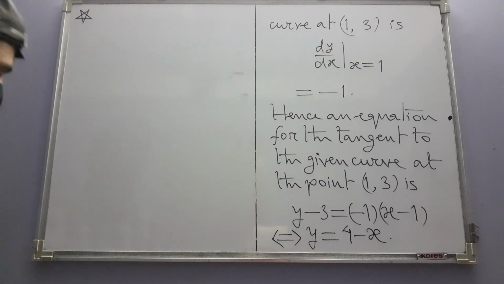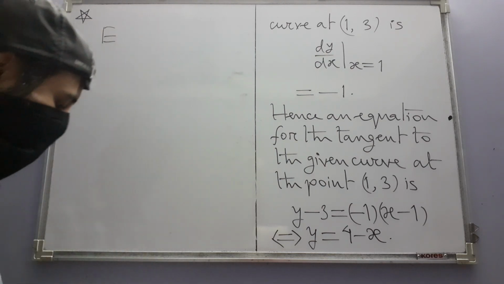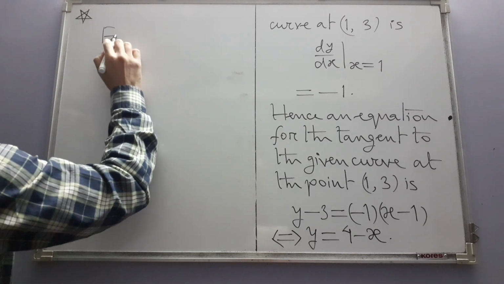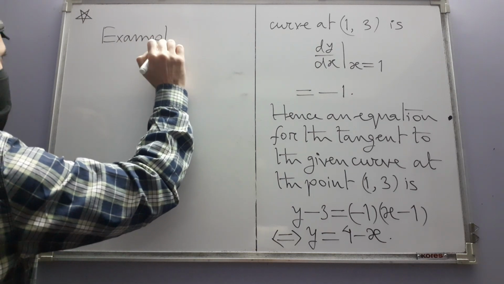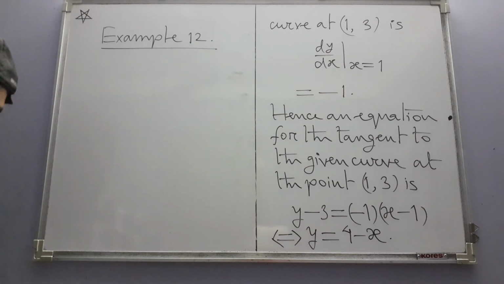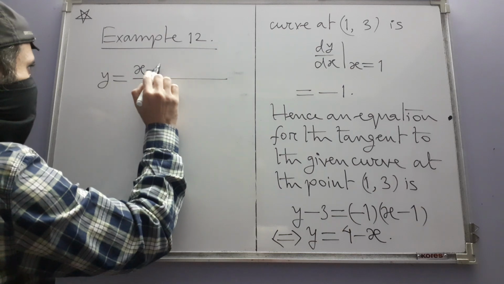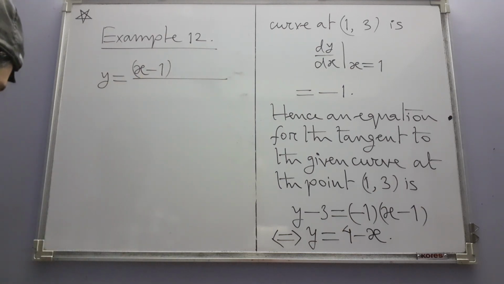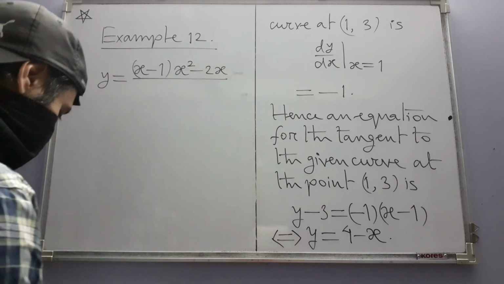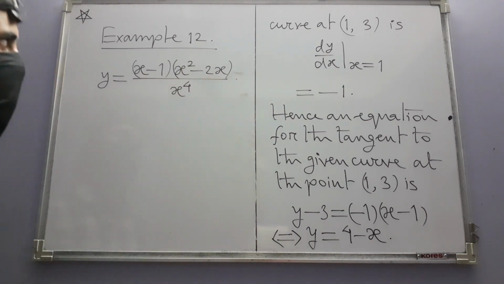This next example illustrates that fact. Actually, it comes under a heading, choosing which rules to use. Okay, so example 12. Say you are given this function. y equal to x minus 1 times x square minus 2x divided by x to the power 4.